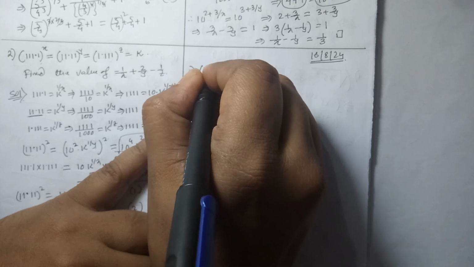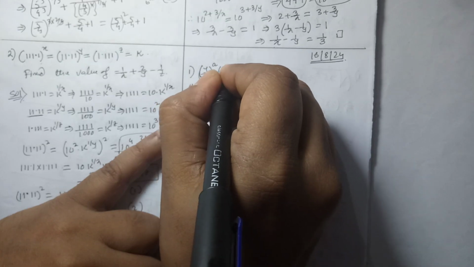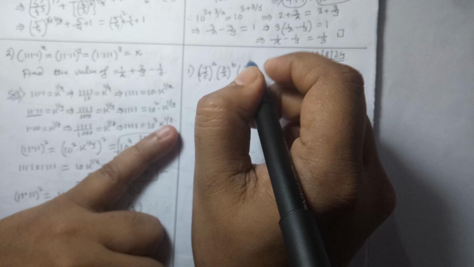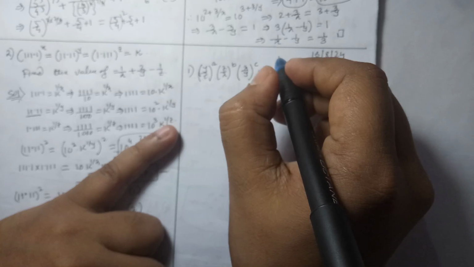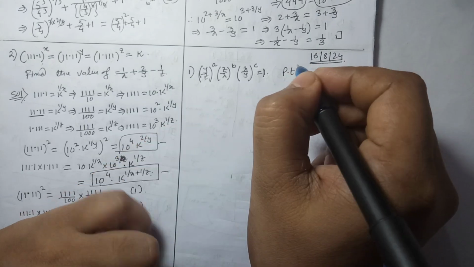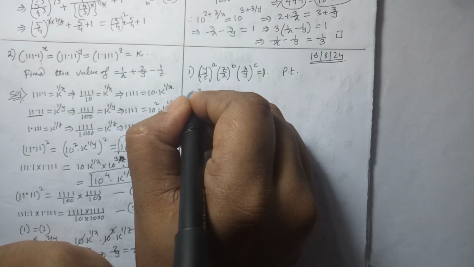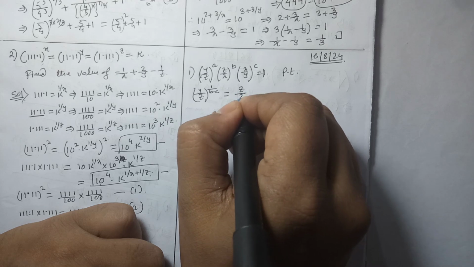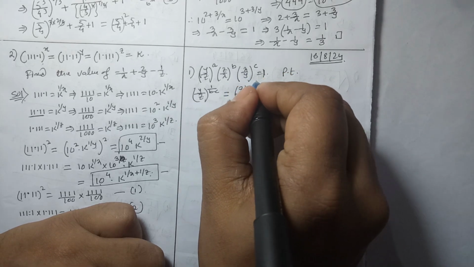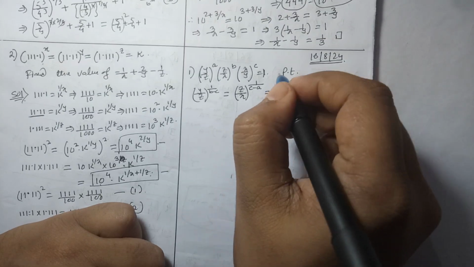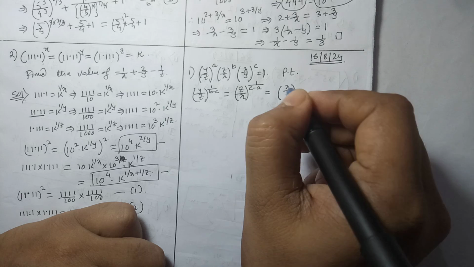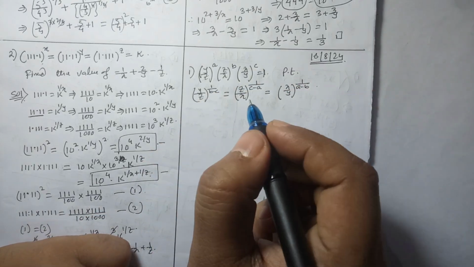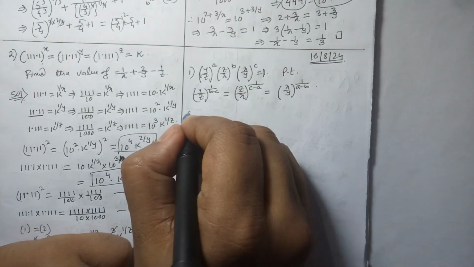It is (y/z)^a times (z/x)^b times (x/y)^c is equal to 1. So prove that (y/z)^(1/(b-c)) is equal to (z/x)^(1/(c-a)) is equal to (x/y)^(1/(a-b)). This is what we are supposed to prove. Okay, this is the proof.